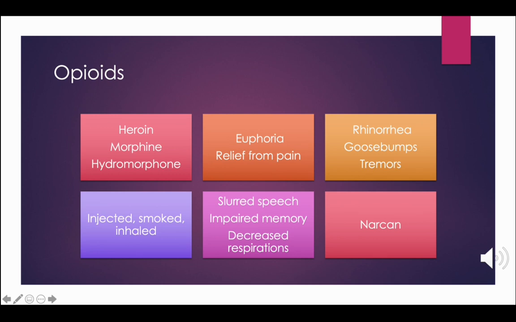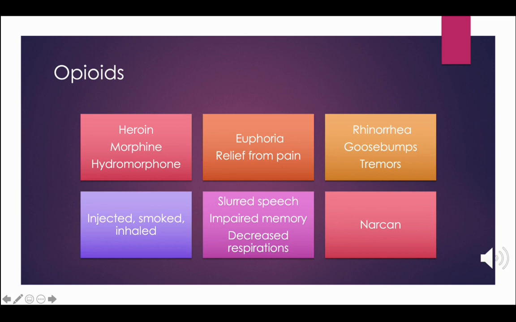Effects of intoxication include slurred speech, impaired memory, pupillary changes, decreased respirations, and decreased level of consciousness, and that could cause death. Effects of intoxication also include maladaptive behaviors or psychological changes, including impaired judgment or social functioning. And we use naloxone or Narcan to relieve the effects of an overdose.